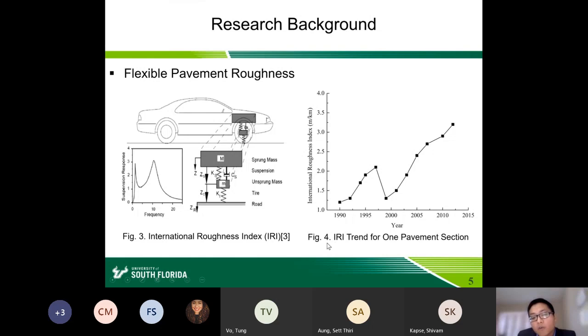As we can see in figure 4, this is a general IRI curve on one pavement section. First, it will increase with time, and then when the pavement maintenance and rehabilitation activities are implemented, the roughness would be reduced, and then it increases again.